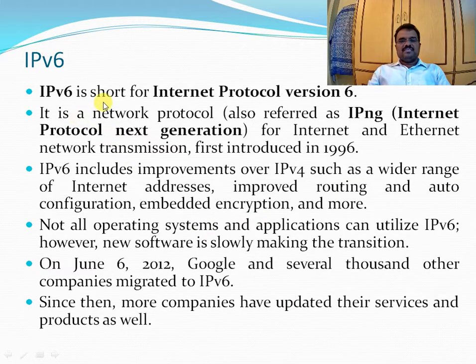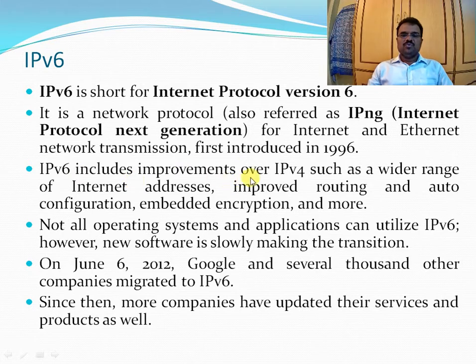So IPv6 is short for Internet Protocol version 6. So far we have seen IP version 4. IPv6 is a network protocol, also referred to as IPng. IPng means Internet Protocol Next Generation. So generally IPv6 is referred to as IPng, called Internet Protocol Next Generation, for Internet and Ethernet network transmission. It was first introduced in the year 1996.